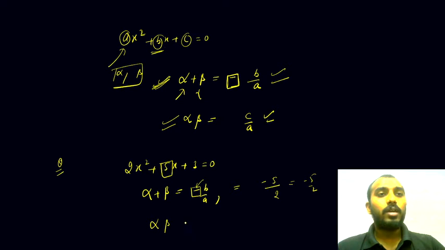How will we find the product of roots? It becomes 3 by 2. Constant term upon coefficient of x square, that is c by a. I already told you c by a. What is c? C is the constant term, so the constant term is 3, and the coefficient of x square is 2. So that's why 3 by 2.